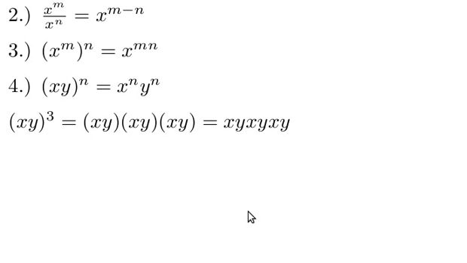So you could have x, x, x, y, y, y. So you have 3 x's and 3 y's. So you have x to the third and y to the third. Notice that now we've had this 3 distributed to both the x and the y. So that is a demonstration of the fourth property.